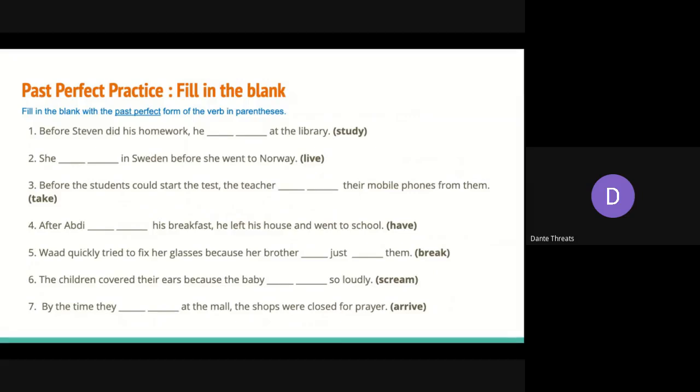Okay. Past perfect practice, fill in the blank with the past perfect form of the verb in parentheses. Okay. Number one, before Stephen did his homework, he blank blank at the library. Two, she blank blank in Sweden before she went to Norway. Three, before the students could start the test, the teacher blank blank their mobile phones from them.